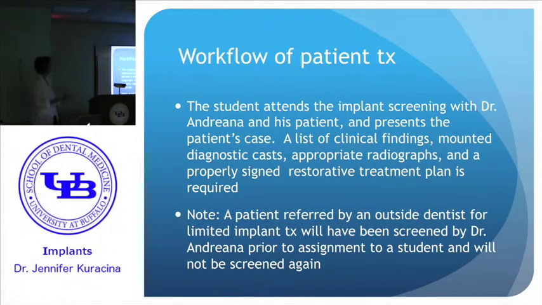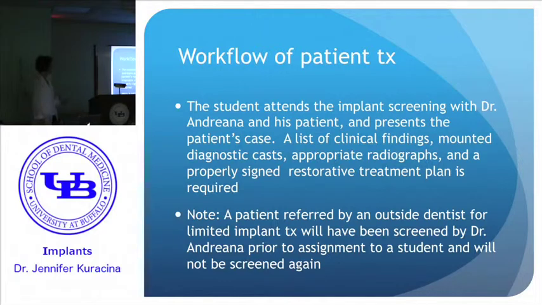So if it's a pre-doc case, the student has worked up the treatment plan. He then presents the patient to Dr. Andriana. He will then make the final determination that, yes, it's going to be treated in pre-doc. He'll go through the financial stuff with the patient. He's also the one in charge of distributing our surgical cases among all the programs in the school that have to do implant surgeries. So that's another reason why it gets funneled through him.